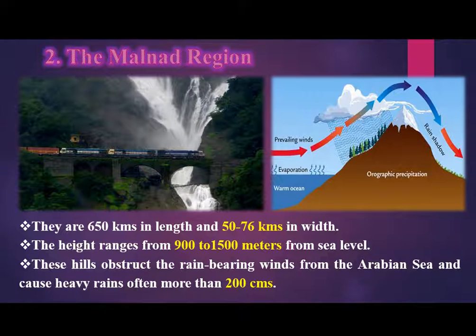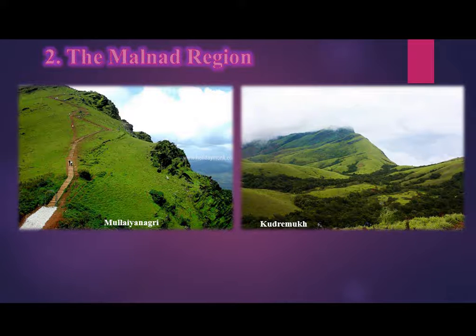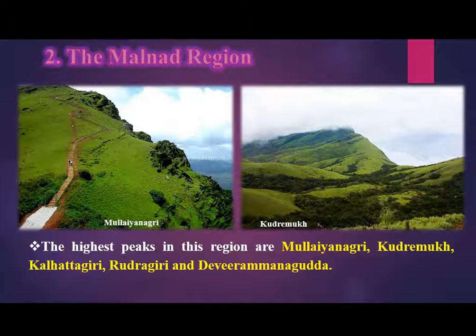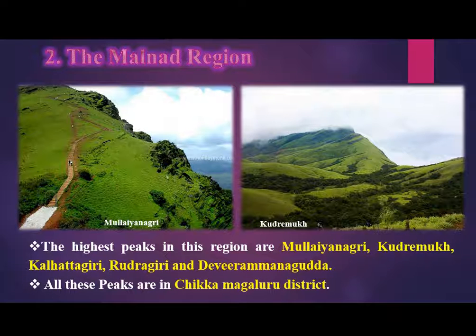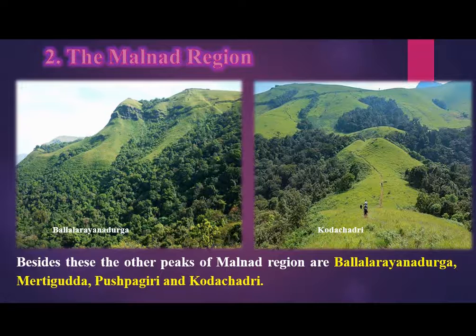In this you can see the place is completely evergreen because the rainfall here is normally 200 centimeters. You can see some of the hills and peaks which we have here. The highest peaks in this region are Mulayangiri, Kudremukha, Kalgatgiri, Rudragiri and Devaramanagudda. All these peaks come in Chikmagaluru, but Mulayangiri is the famous peak and the highest peak of Karnataka.